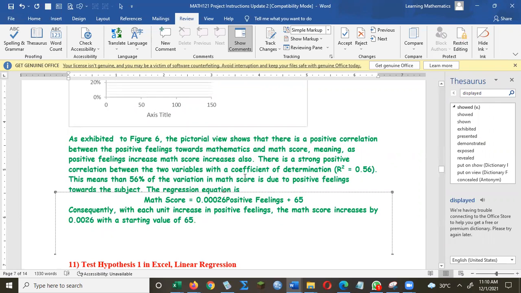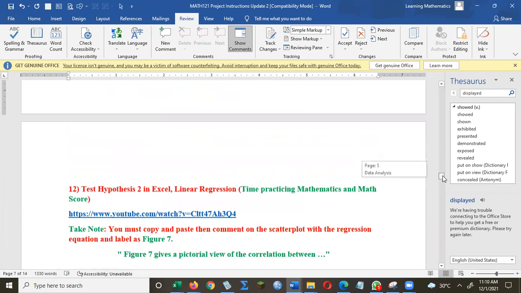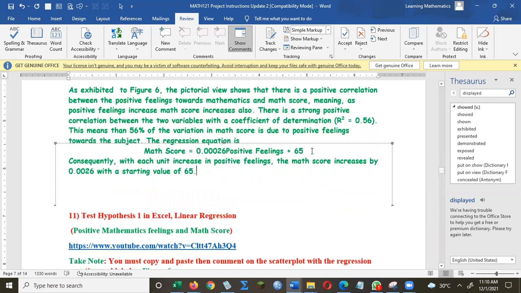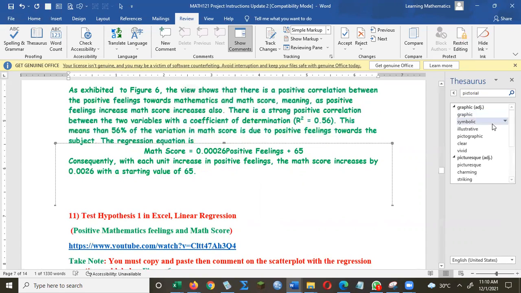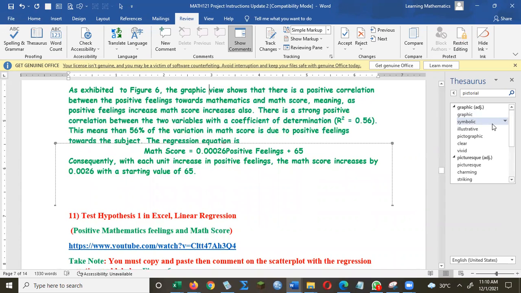Right, so something like that you can do, and you do it for the other regression, which is number 12, and that suffices. You can change the words around. You don't have to use pictorial. Pictorial is like showing a picture. You can go in review, look for another synonym for illustrate, so the graphic view, okay, all these words you can use as synonyms. The graphic view shows that, okay, because it's a graph.